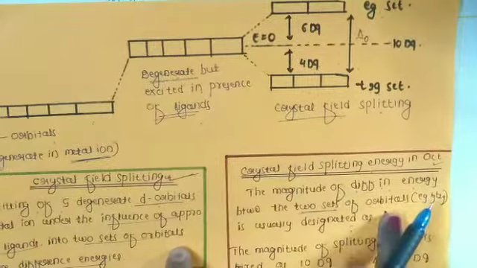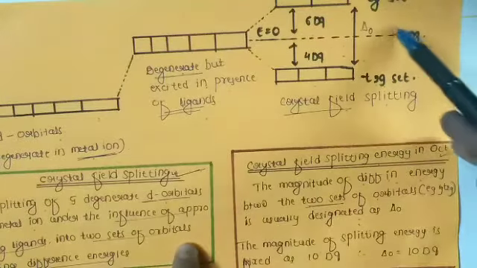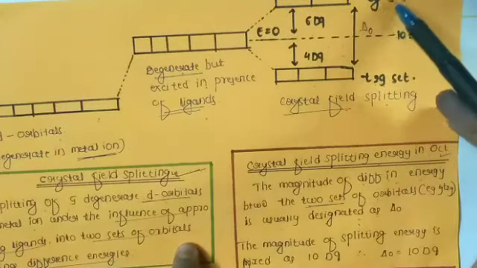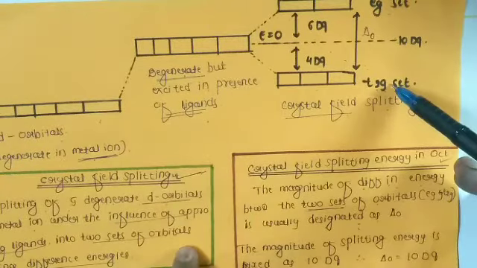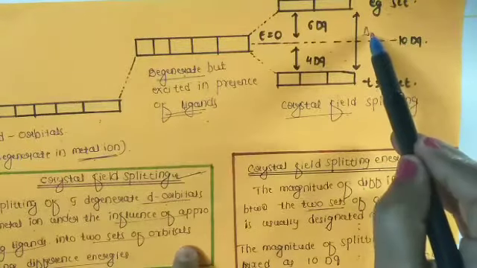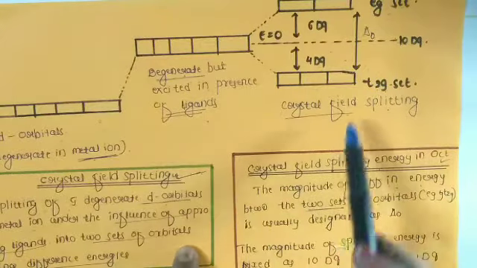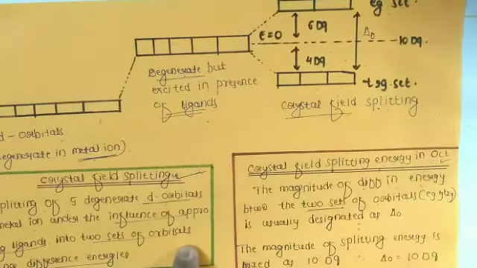Crystal field splitting energy in octahedral means the magnitude of difference in energy between these two sets of orbitals, usually designated as delta naught. It is known as the crystal field splitting energy.